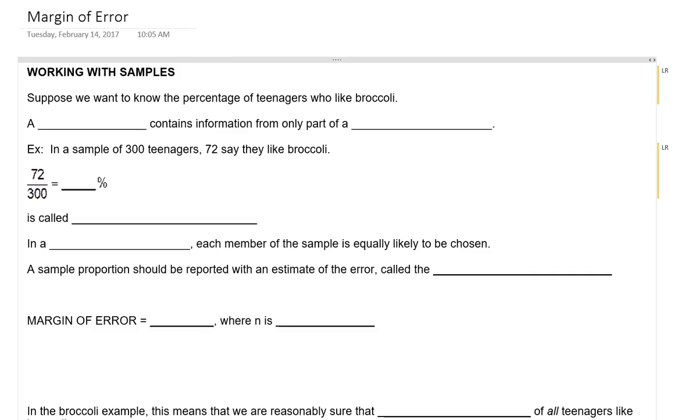Hi gang, you should see underneath here a set of notes that you're going to fill in as I go through this, and we're going to talk about what we do when we work with samples. Suppose we want to know the percentage of teenagers who like broccoli. Yuck. Now, when you fill in the blanks, what we're looking for is that we're going to have to gather a sample.